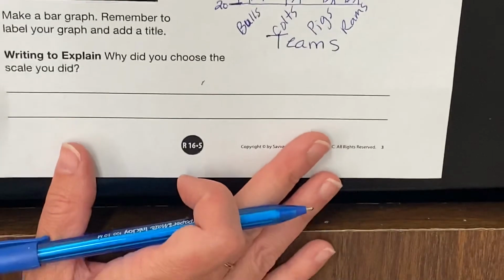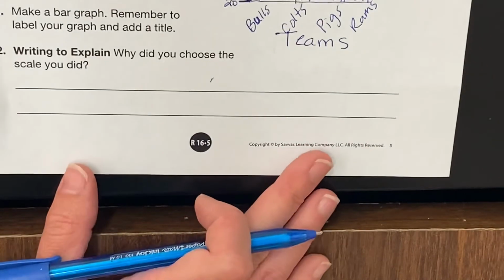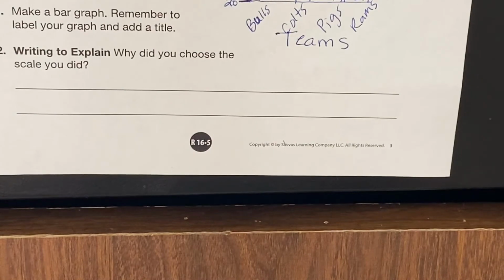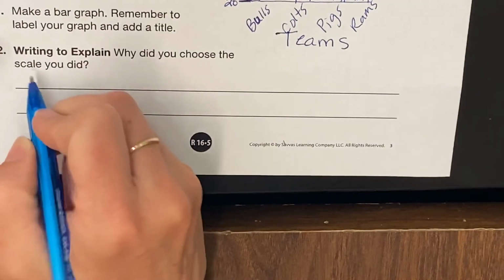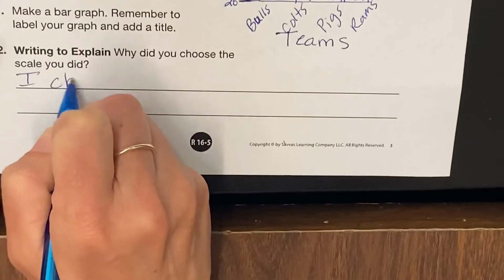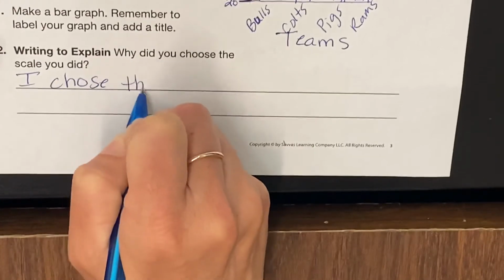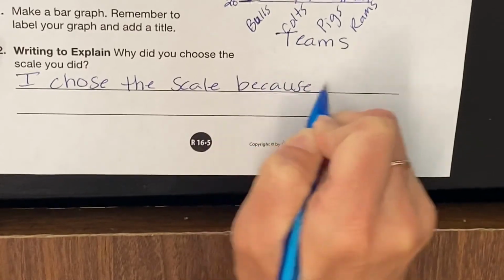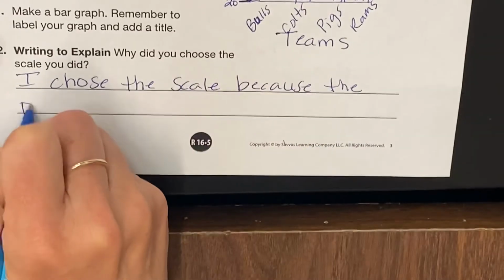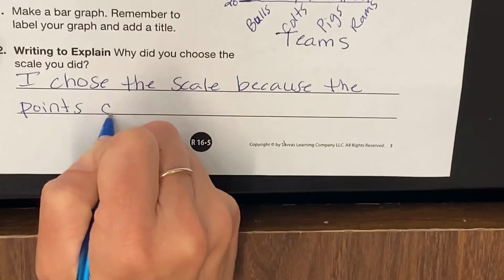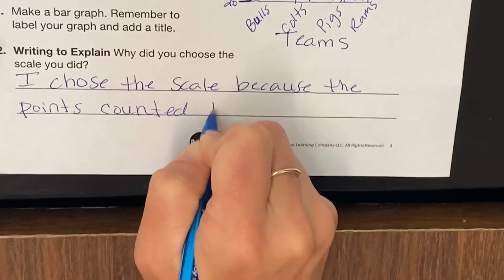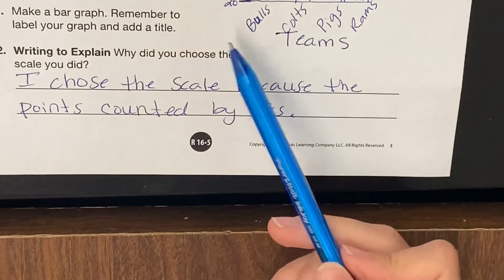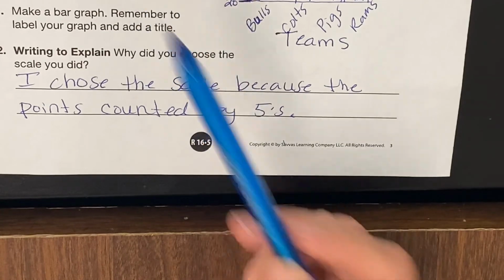Now let's look at number 2. Why did you choose the scale you did? Well, we chose the scale we did because the points counted by 5s. I chose the scale because the points counted by 5s, and because the lowest number was 25.